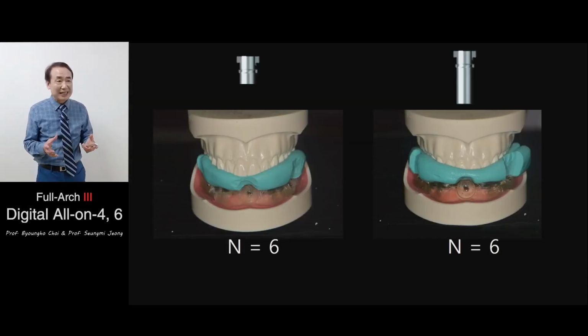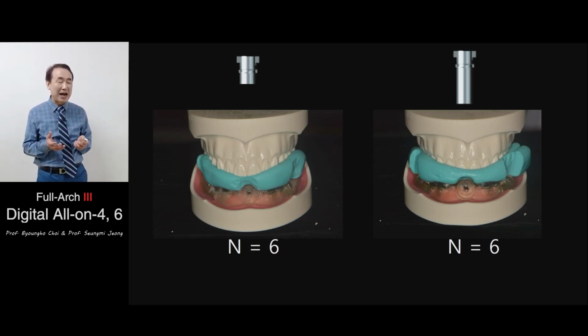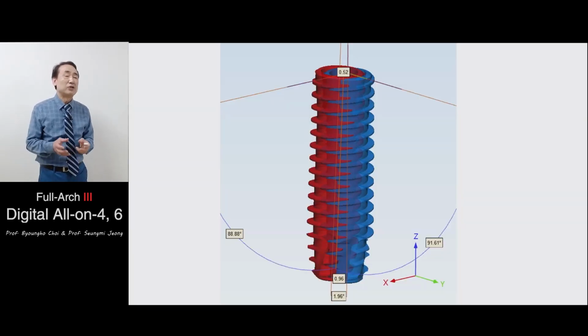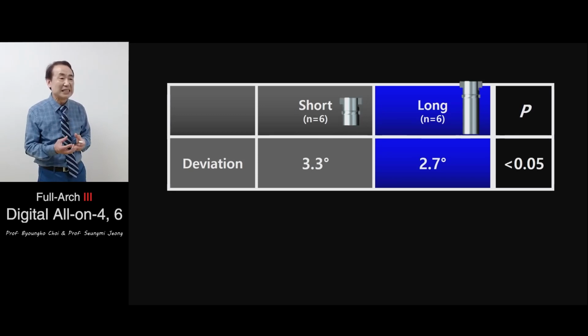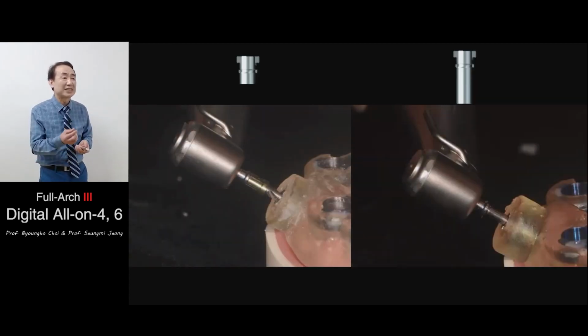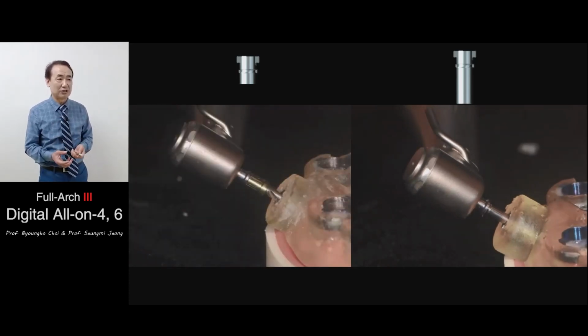We placed implants using two types of surgical guide in 12 edentulous mandibular models. And then we evaluated the accuracy of implant placement by comparing the planned and the placed implant positions. The results show that the long sleeve group had a higher accuracy of implant placement because the long sleeve guided the drill more accurately.